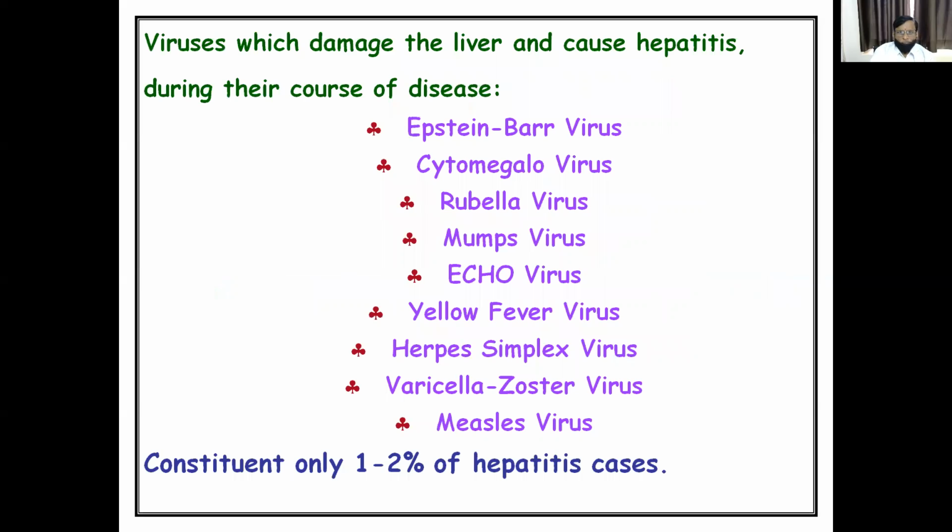Viruses which damage the liver and cause hepatitis during their course of systemic disease are Epstein-Barr virus, we have already seen. Cytomegalovirus, we have already seen. Rubella virus, mumps virus, echovirus, yellow fever virus, you will learn later. And herpes simplex virus, already we have learned. Varicella zoster virus, we have already learned. And measles virus, which we are going to learn later. These constitute only 1 to 2% of the hepatitis cases.